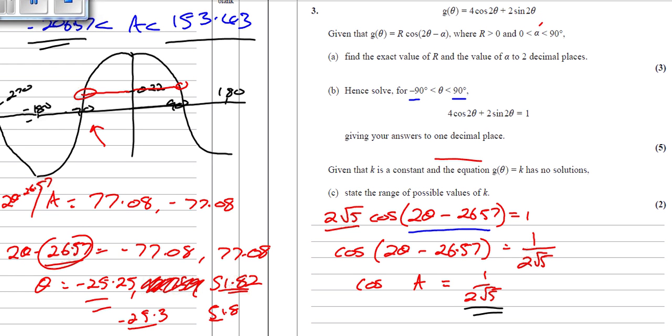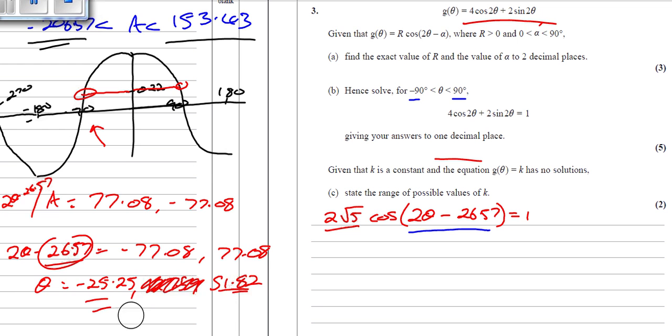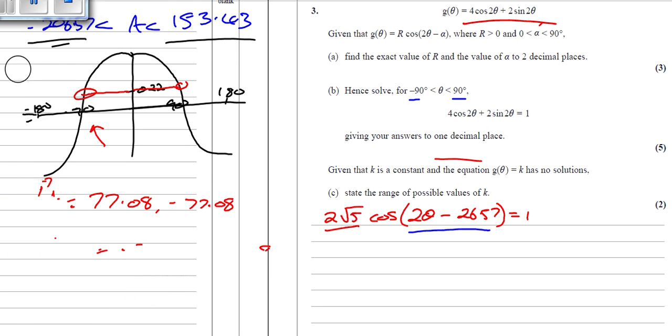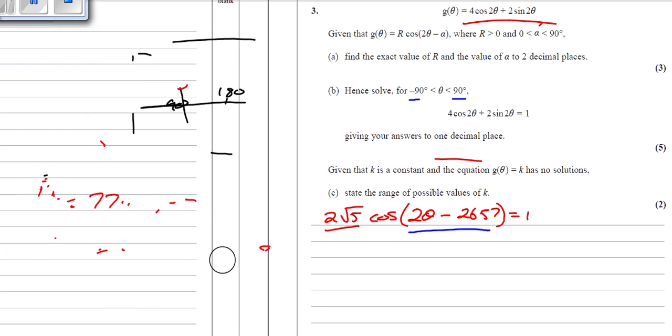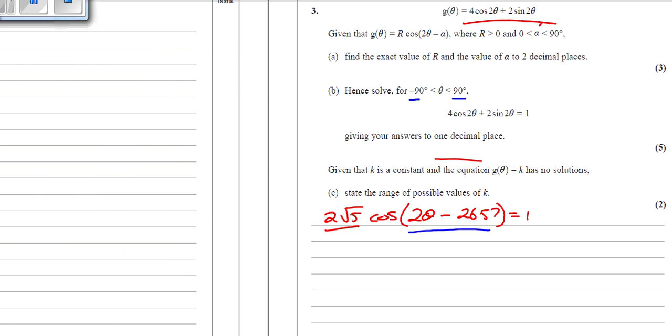It says that given that k is a constant, the equation g of theta has no solutions. State the range of possible values of k. So let's see what the answer to this is. Given that k is a constant, remember we can write g of theta as this thing here, which I've left. We're going to set that equal to k, and that is not going to have any solutions.